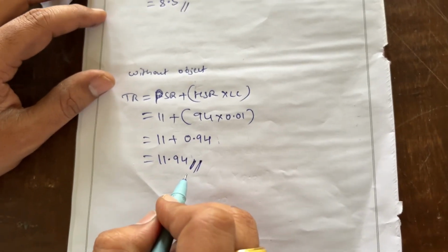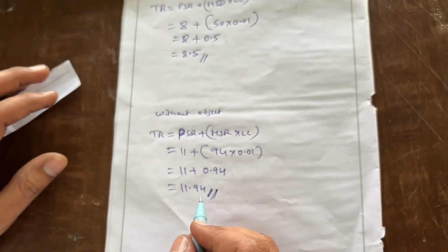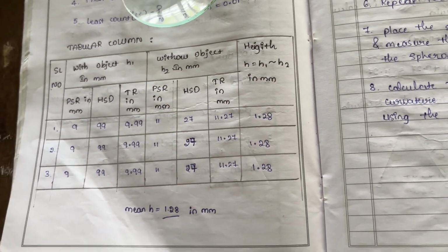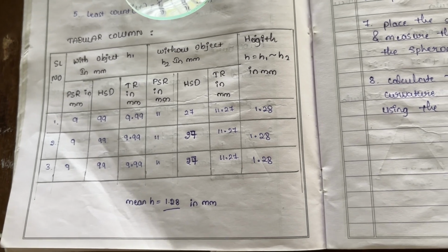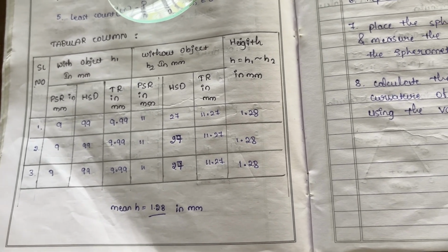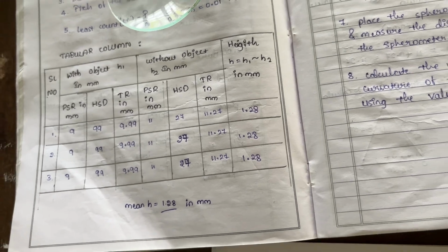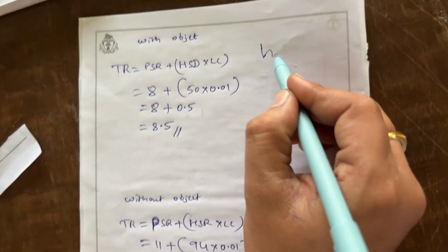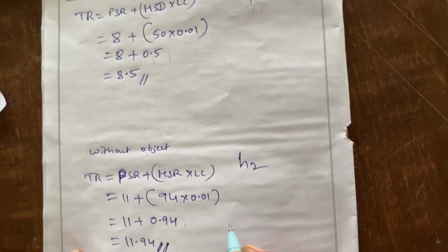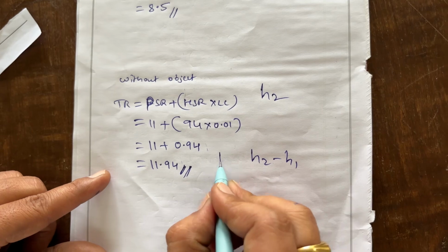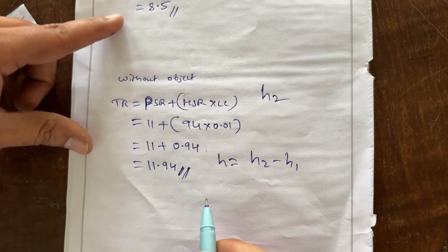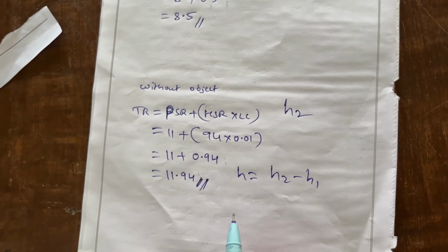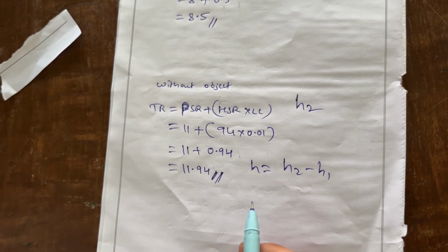After finding this you have to do the subtraction. Your formula is height h equals h1 minus h2. Whichever is higher, you have to take first and subtract the lower value. Here in this reading, the value without object I am naming h1, and here h2. You have to do h2 minus h1 for getting the h value. If this is the higher value, you have to take h1 minus h2. That is applicable. The same way we have to do the different readings.